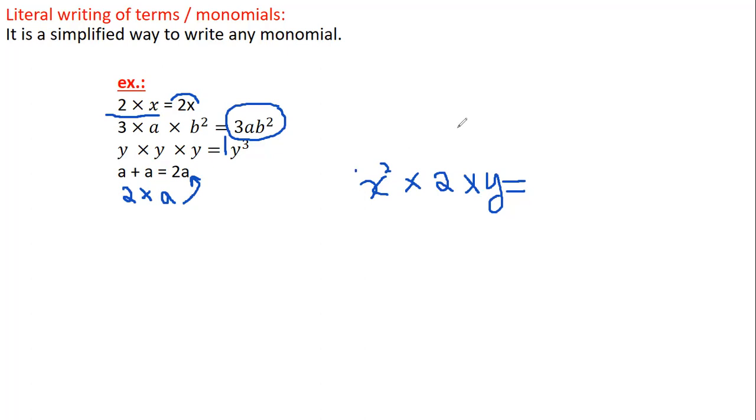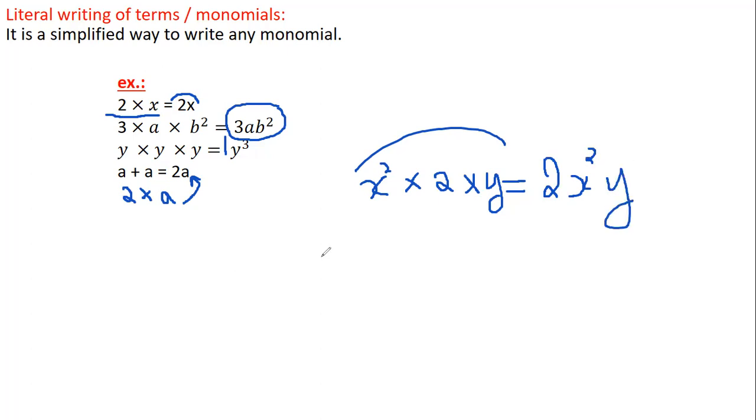Now, let me talk about this example. I want to write it in a simplified way. How can I arrange it here? We know first we should write the sign. So positive times positive is positive, times positive is positive. I can write plus, or I can write it without a plus. Now, what is the coefficient here? It's 1. 1 times 2, 2 times 1. So we write the coefficient, which is 2. Now I write the first variable x squared, then I write the second variable y.